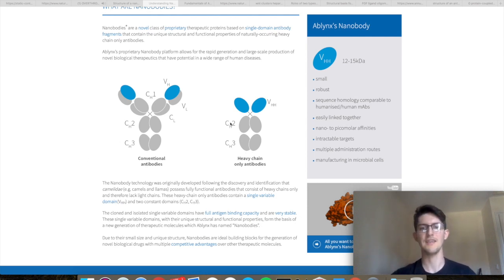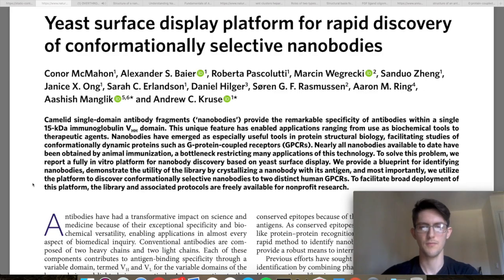So we don't need to use HEK cells or complicated protein expression systems to make these nanobody variable regions. We can do it in bacteria. We can just send it to the periplasm. This is much cheaper and generally produces a lot more protein. So back to the problem at hand.